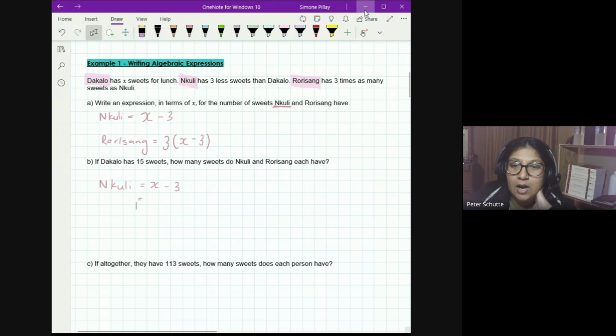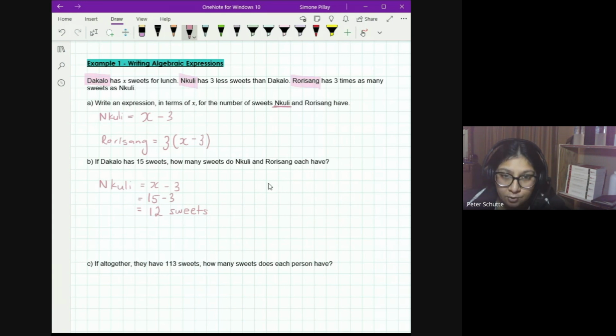Bree, you are 100% correct. We substitute. We knew that the Carlo had X sweets. Now what they've basically told us is that X is 15. So if the Carlo has 15 sweets and Nkuli has 3 less sweets, well then we can substitute X for 15. 15 minus 3 is going to be 12 sweets for Nkuli. And what about Rory-san?